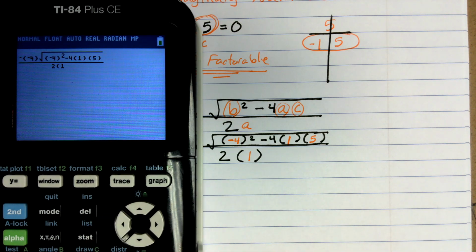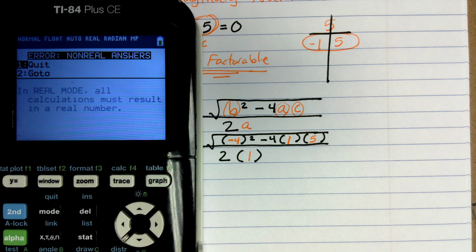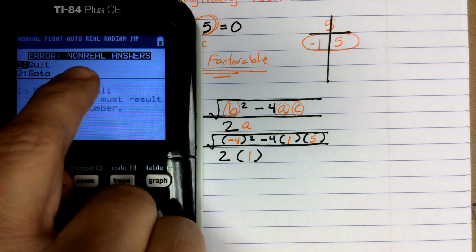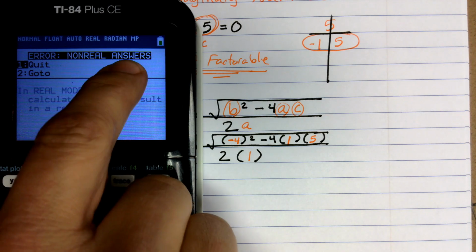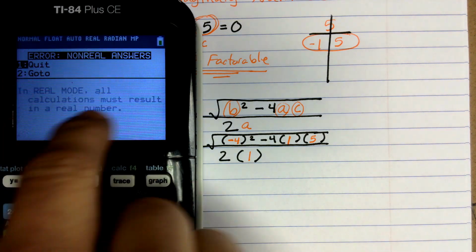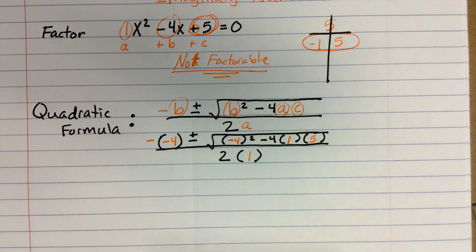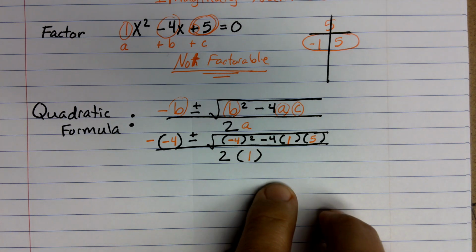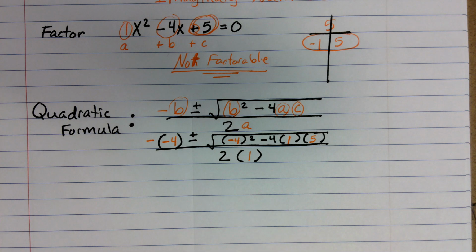Oh, I thought I hit 1. It didn't take it. There it goes. I'm going to hit enter. And notice it says error, non-real answer. That's because we don't have a real solution. We have a complex solution. We have an imaginary number in here, and this calculator won't do it for you. So unlike Algebra 1, where you could get away with doing these by just substitution and throwing it in a calculator, you actually are going to have to do this by hand.